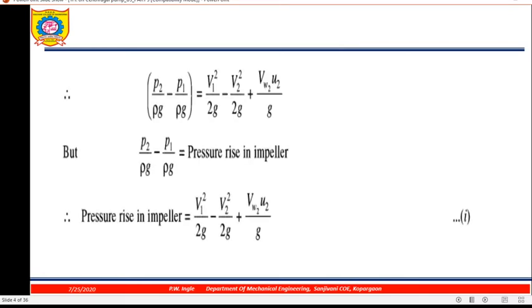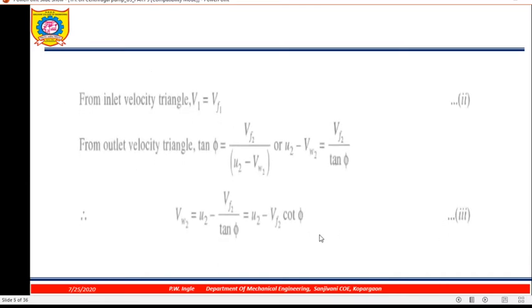Now next, P2 by rho g minus P1 by rho g is nothing but the pressure rise in impeller. So the pressure rise in impeller is V1 square by 2g minus V2 square by 2g plus Vw2 U2 by g. Consider this as equation 1.